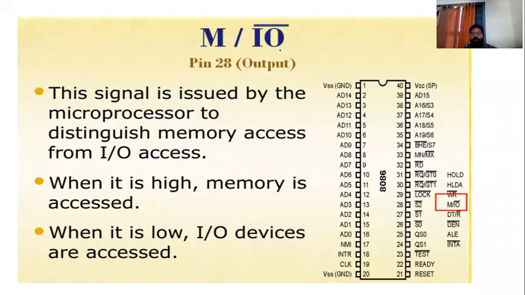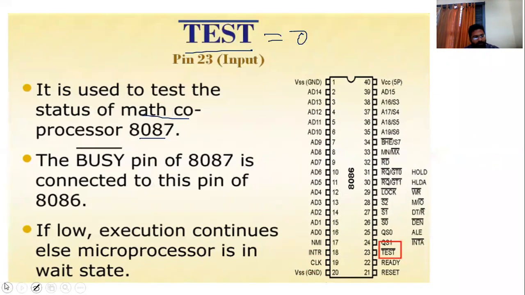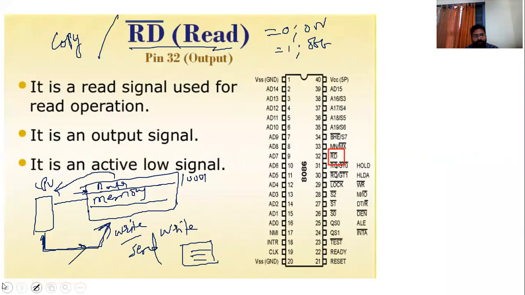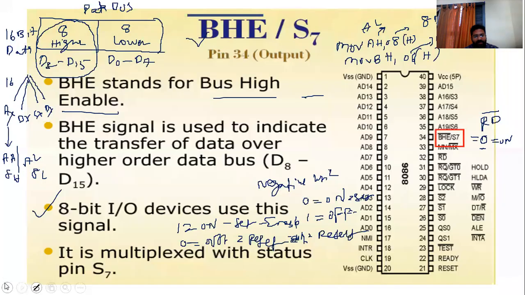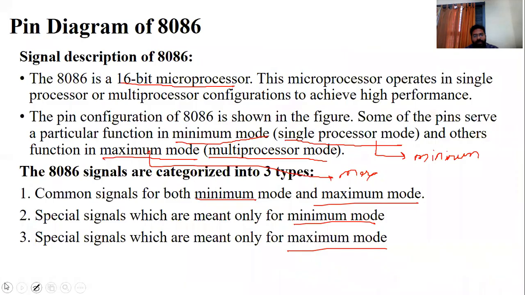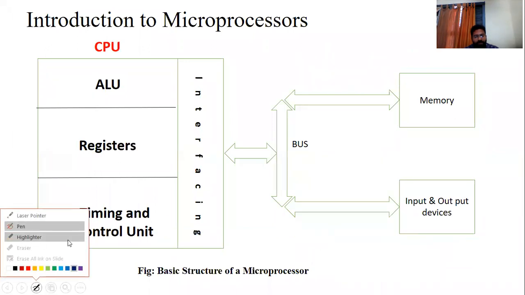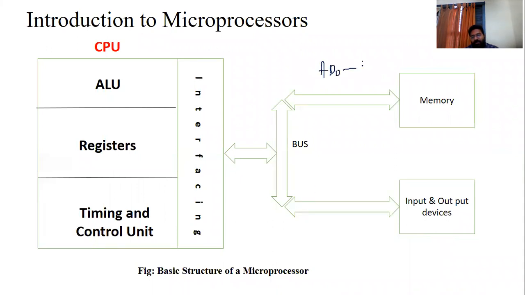So the M by IO bar signal is very important. Coming to this diagram also, just for a second. M by IO bar. You see this. So AD0 to AD15 lines were connected to the memory, and A19 to A16 lines were connected at the same time.